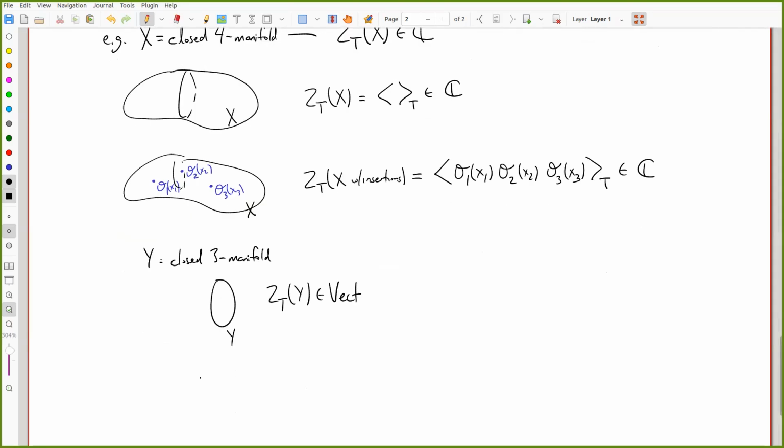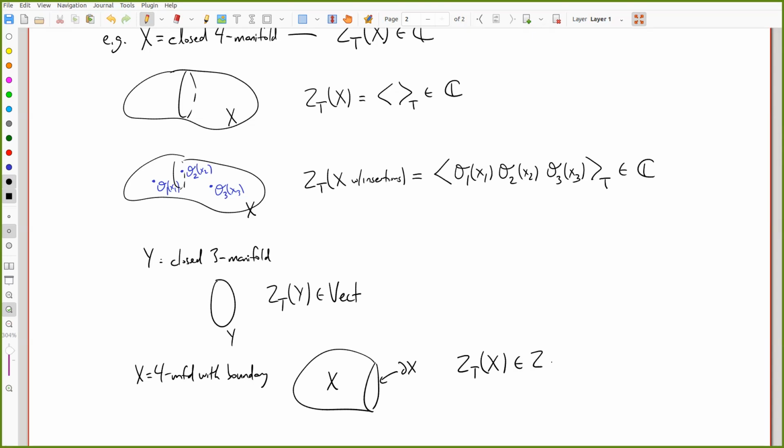And then if X is a manifold with boundary, say a four manifold with boundary, then you can have something like this, with a boundary. Then ZT of X: before it was a number, if the four manifold was closed, it would be a number. When the four manifold has a boundary, then we get an element of the space of states on the boundary.